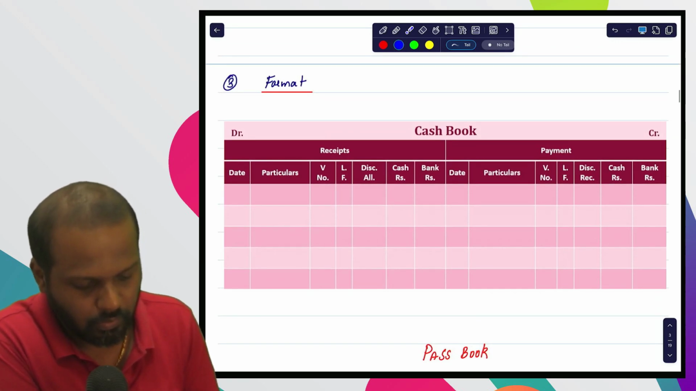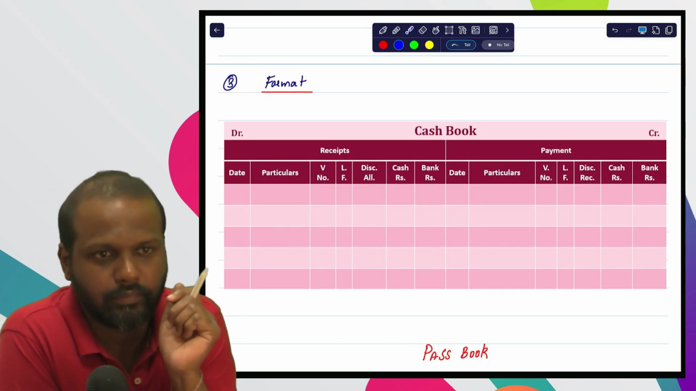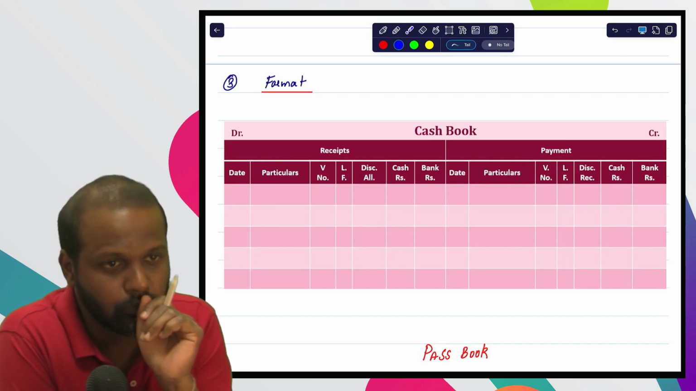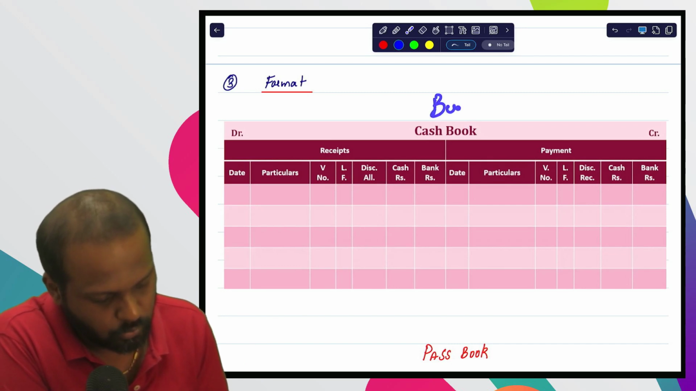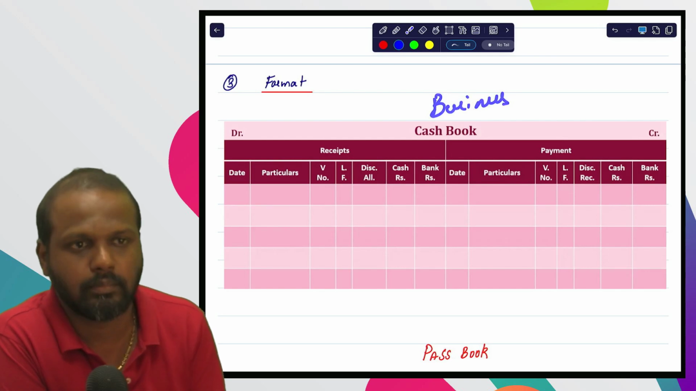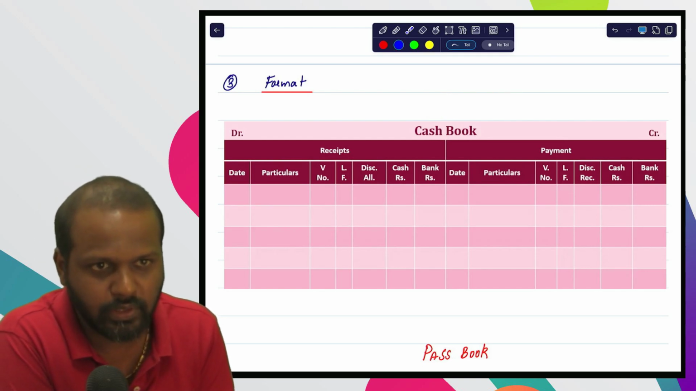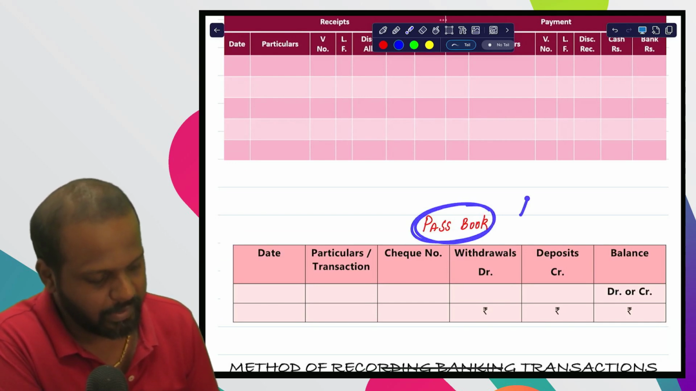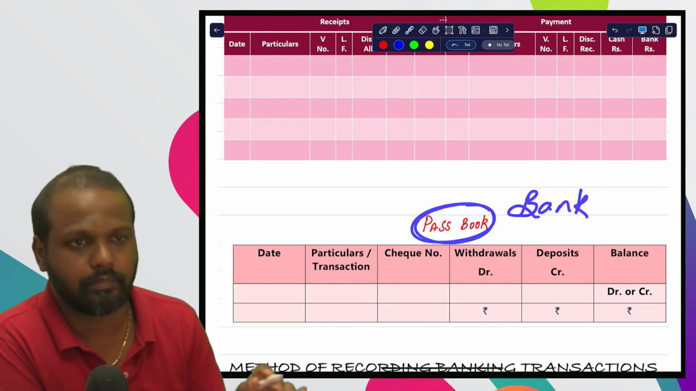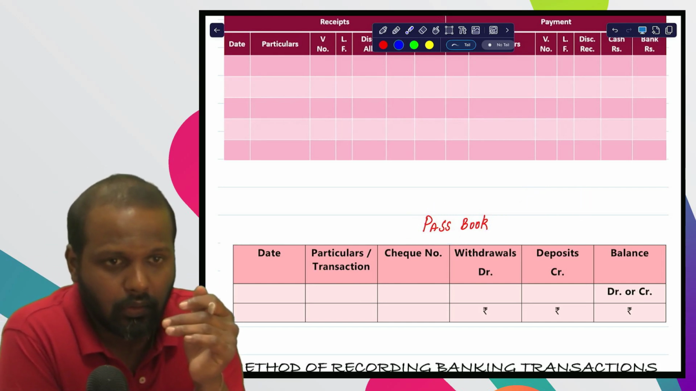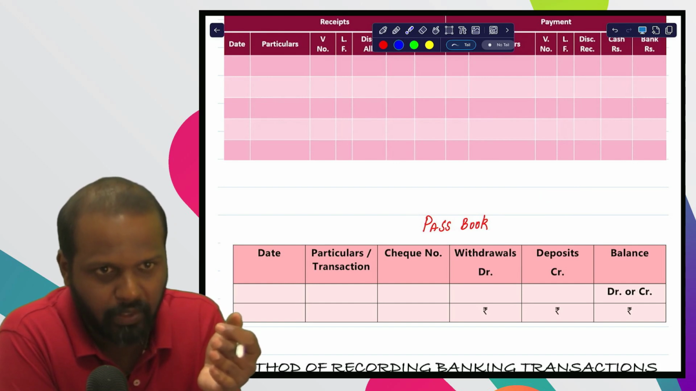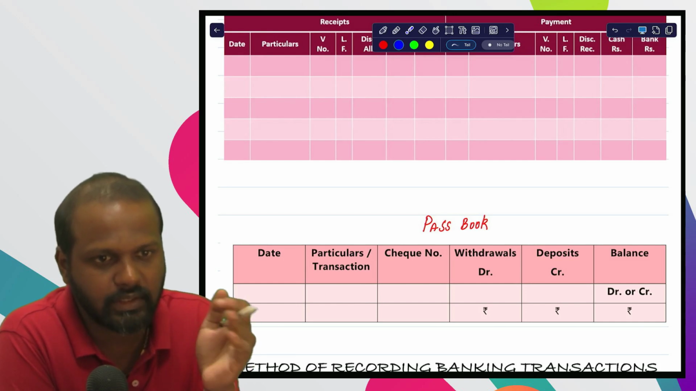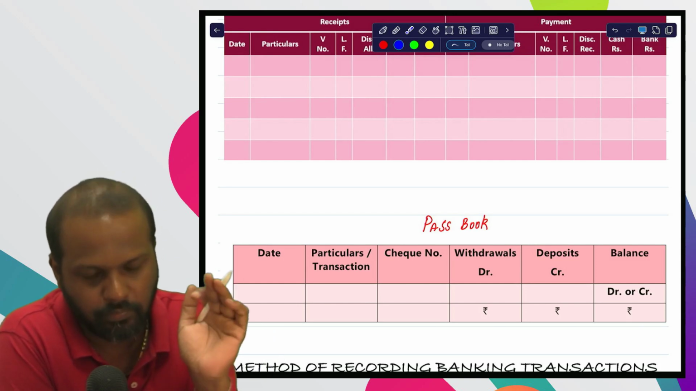Yes. Now see the format. Format of cash book and format of passbook. Sir, who is going to prepare the cash book? Cash book is prepared by whom? Business. The records of the cash book are maintained by the business. And the records of the passbook are maintained by whom? Bank. Now first you try to understand the format, and then I will tell you how transactions are recorded in the cash book as well as the passbook.